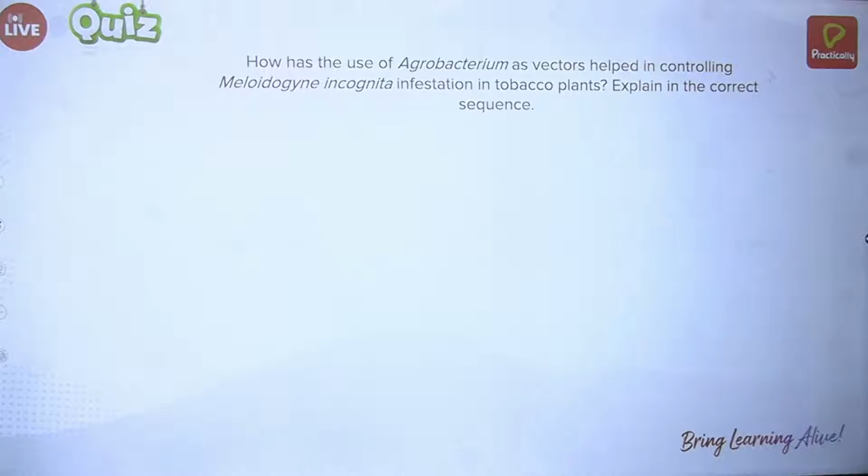Here is the next question. How has the use of Agrobacterium as vectors helped in controlling Meloidogyne incognita infestation in tobacco plants? Explain in the correct sequence. Okay, let's see how to answer this.